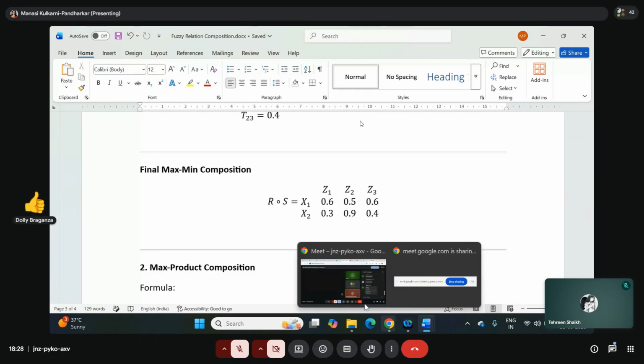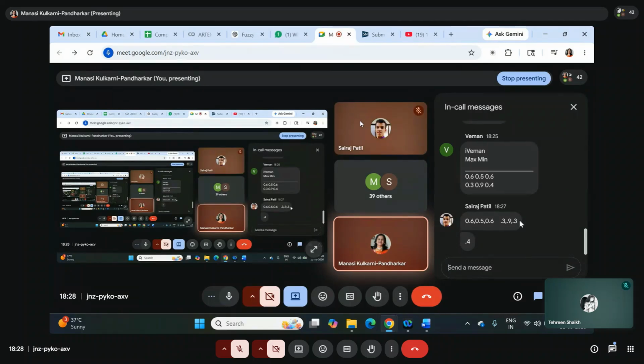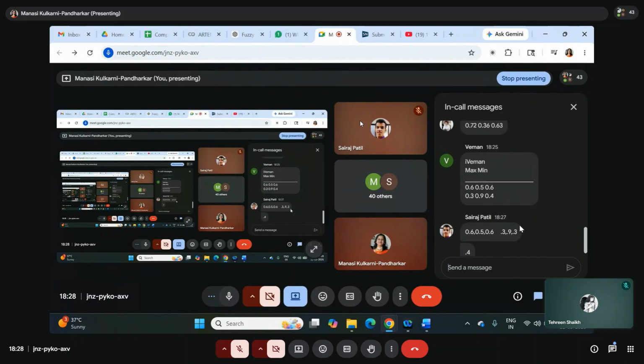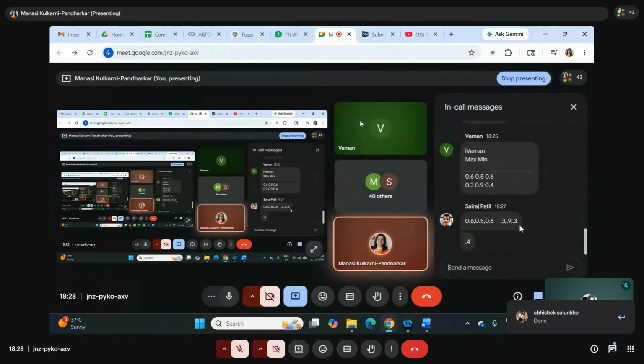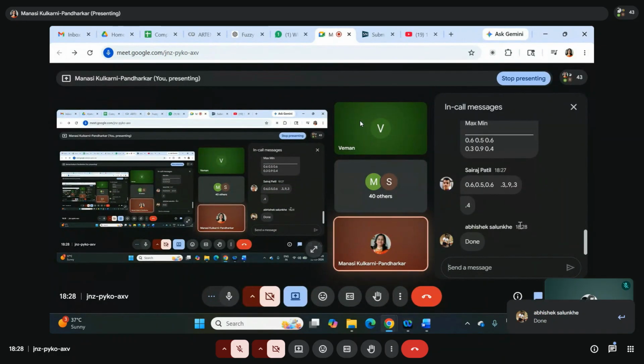Let me know. I'm waiting. Yes, Sairaj has got it. Who else? Who else? Are you doing it? All of you, others? Yes, Abhishek. Very good. Okay, fine.